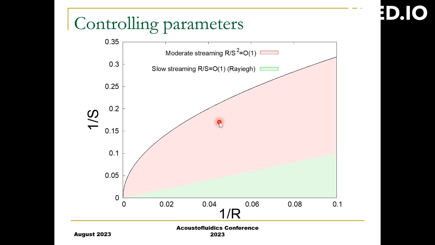Our controlling parameters are the viscous forces R and the inertial forces S. We plotted 1 over S as a function of 1 over R. The Rayleigh solution in green shows the relationship between R and S when they are of the same magnitude, and the moderate streaming, shown in red, shows a relationship of R over S squared equal to an order of 1. And since we are interested in the streaming when 1 over S is small, we'll be focusing on this region here.